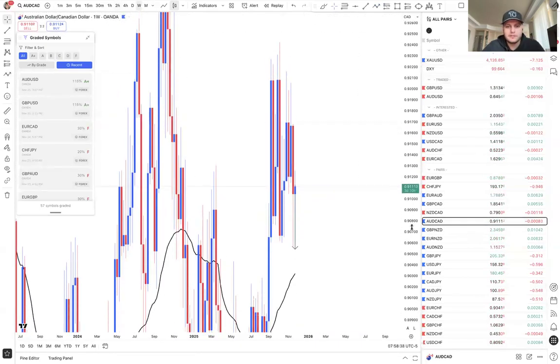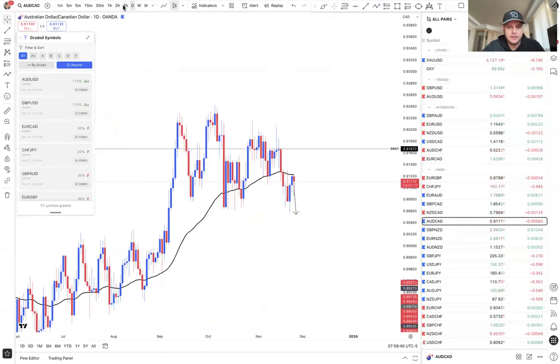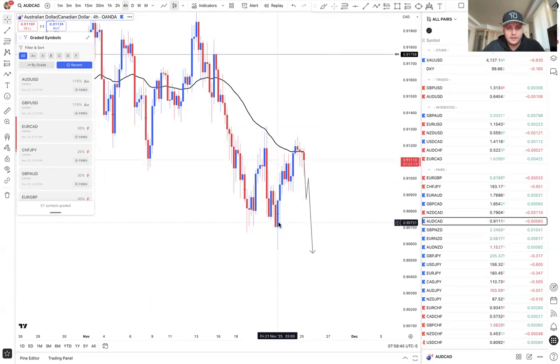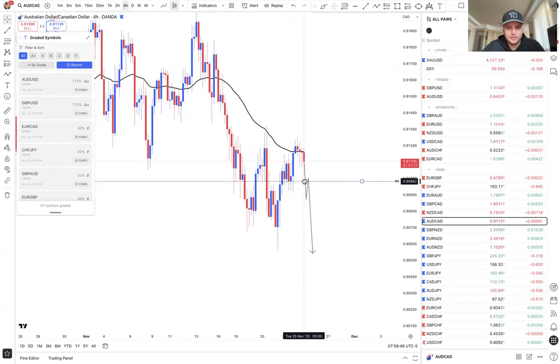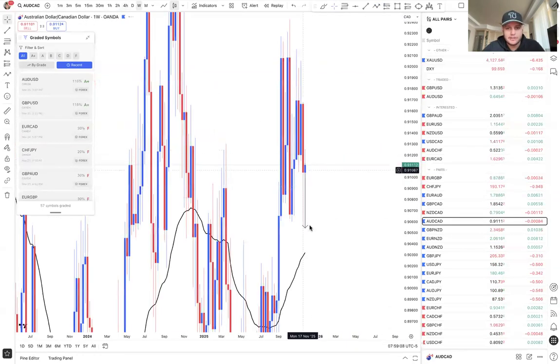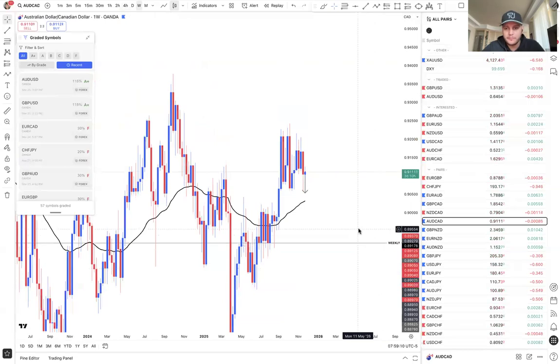Weekly time frame is bullish, daily time frame is bearish, 4-hour time frame is bullish. So the 4-hour time frame is currently bullish. If the 4-hour time frame goes bearish, that would be a different question. In fact, tomorrow we might be able to tell a little bit better what's going to happen and if we'll be able to capitalize off of AUD CAD. I think there's a good opportunity if price goes bearish on the 4-hour time frame.